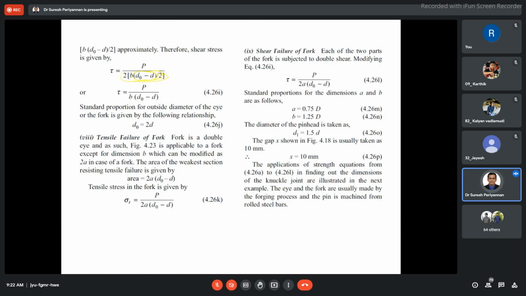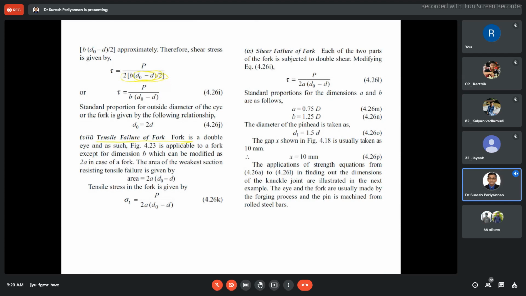Now I come to the tensile failure of the fork. What we discussed: first, the axial tensile force in the rods. Second, the crushing and shear failure in the pin, and crushing failure in the pin with respect to the eye and with respect to the fork. We discussed, right? Then shear failure in the eye end and crushing failure in the eye end. Now I am coming to the tensile failure in the fork.